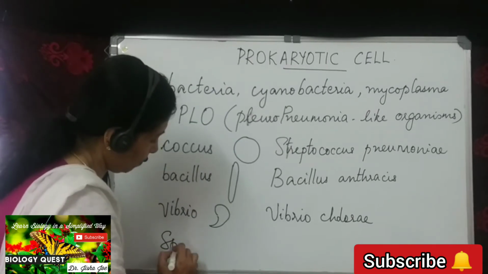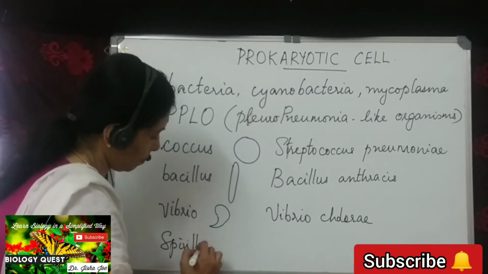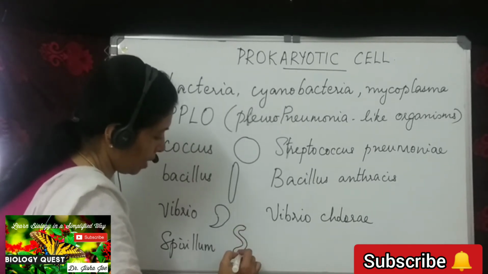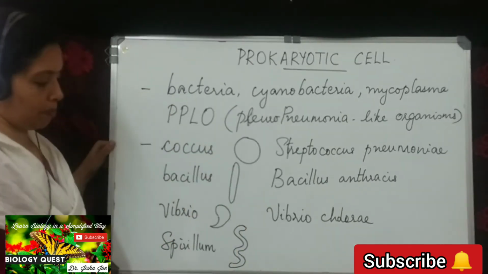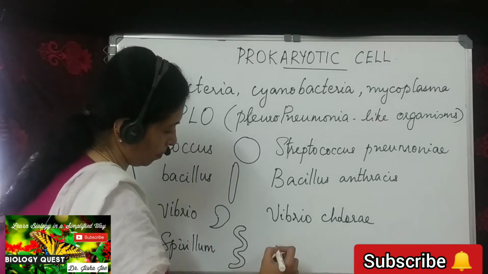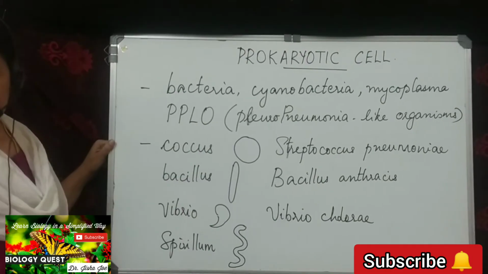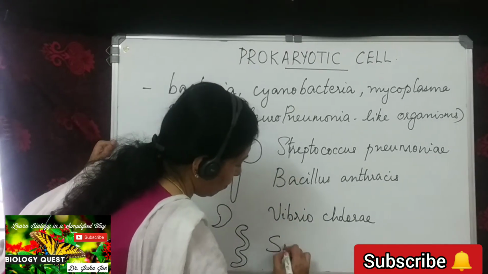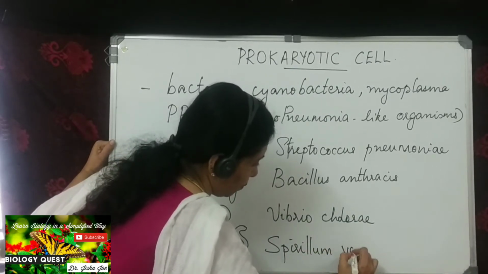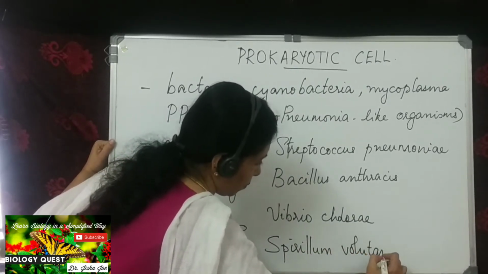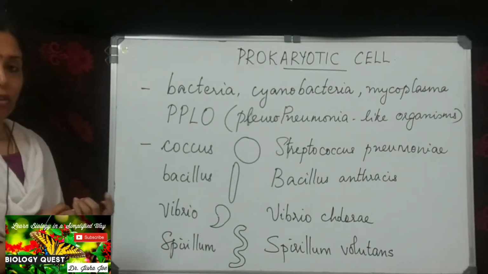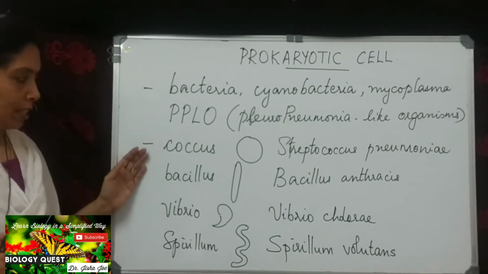Spirillum, which has the shape of, it's like a spiral. Example is Spirillum volitans. So bacteria are of different shapes. Based on shapes, bacteria are of different types.